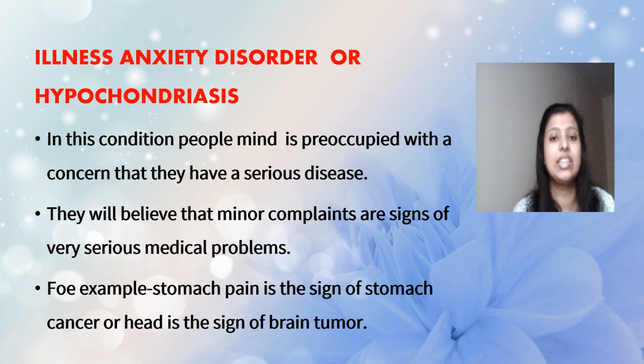Then illness anxiety disorder, previously known as hypochondriasis. In this condition, people's minds are preoccupied with concern that they have a serious disease. They always have an anticipation or fear of something going to happen in their life. Their mind is preoccupied with some ideas. For example, stomach pain means stomach cancer, headache means brain tumor. That's it.